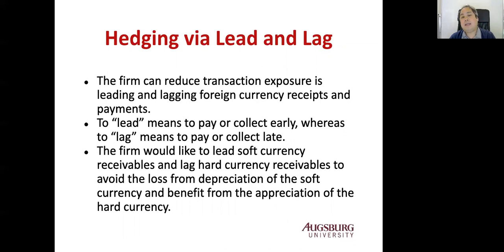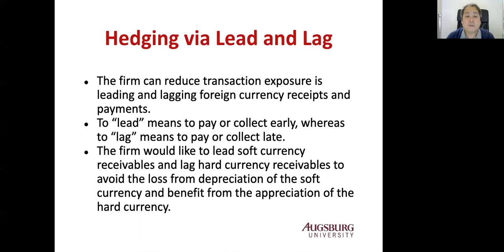Hedging via lead and lag. The firm also can reduce transaction exposure by leading and lagging foreign currency receipts and payments. Leading means to pay and collect early. Lagging means to pay or collect late. So it's a timing issue. The firm usually would like to lead the softer currency, which is the one that has high volatility, so usually the fluctuating one, the smaller economy, developing country currencies.